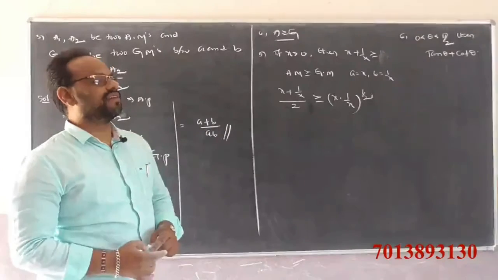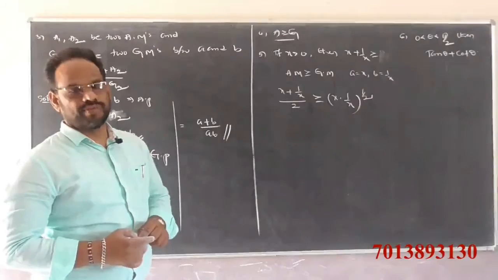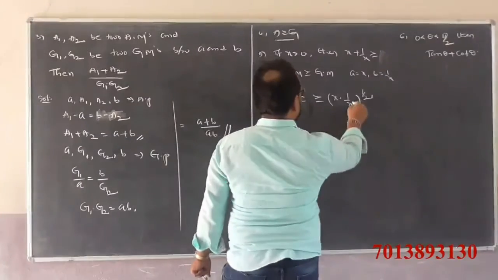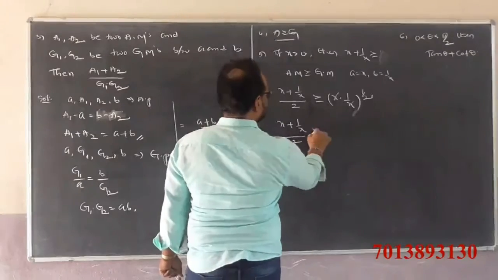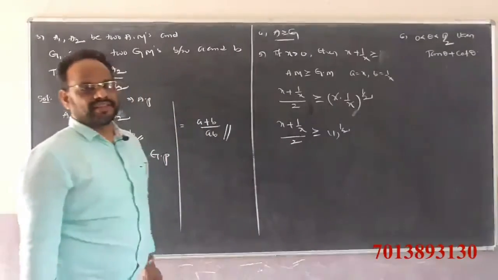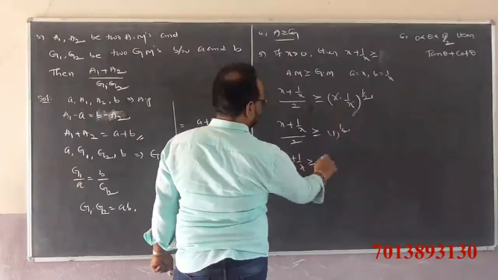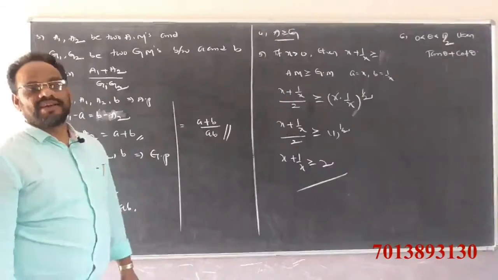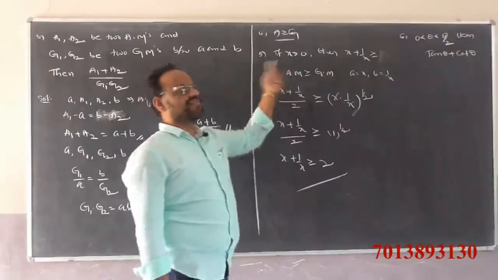Square root of AB is the radical form. If you convert it into exponential form, we get AB whole to the power 1 by 2. So x into 1 by x whole to the power 1 by 2. The x and x get cancelled. So (x plus 1 by x) by 2 is greater than or equal to 1 to the power 1 by 2. 1 to the power anything is 1 only. So if you transpose here, x plus 1 by x is always greater than or equal to 2. If you take x equal to 1, here x is greater than 0.